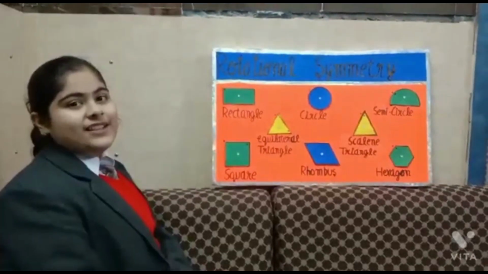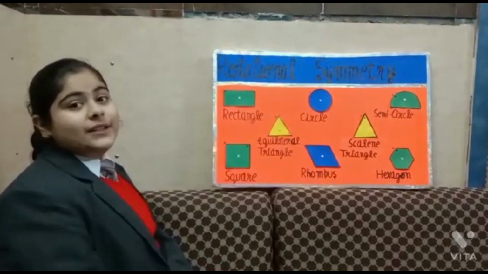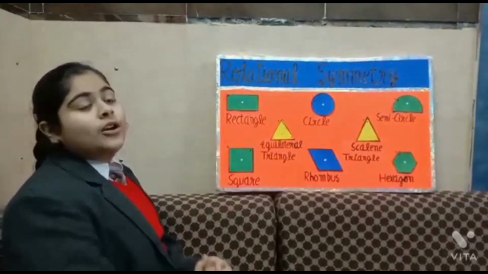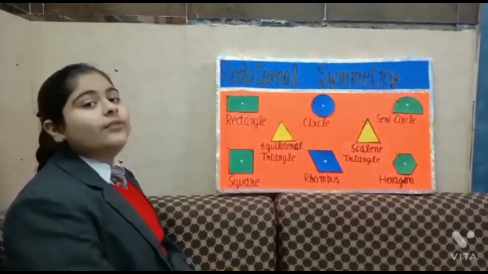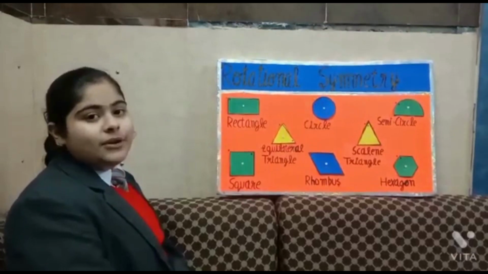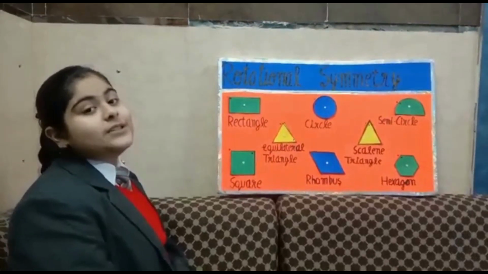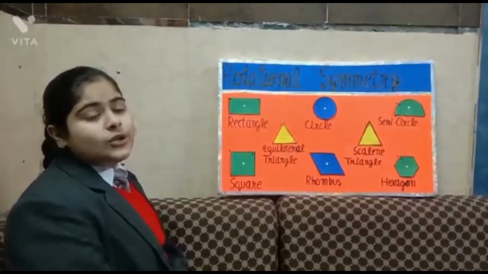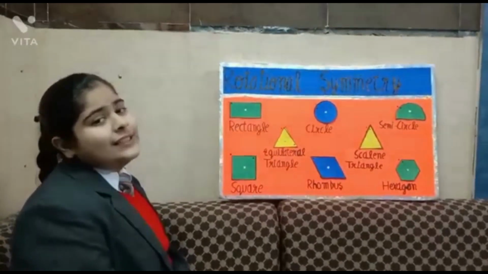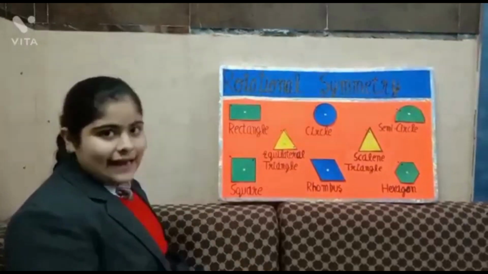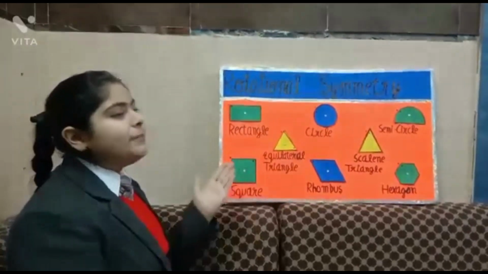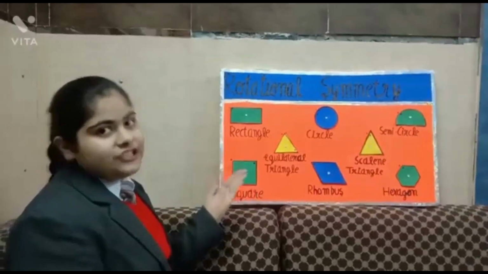I, Ashika of class 7B, am going to present a maths model on the topic of rotational symmetry. Rotational symmetry means that when an object is rotated about its own axis, the number of times it looks exactly the same is known as rotational symmetry. When we rotate a figure through a complete turn of 360 degrees, the number of times it looks exactly the same is called the order of rotational symmetry. I have prepared some examples on rotational symmetry.